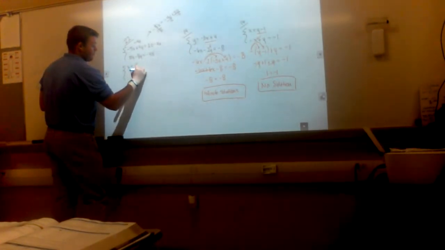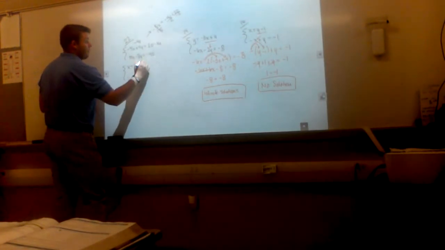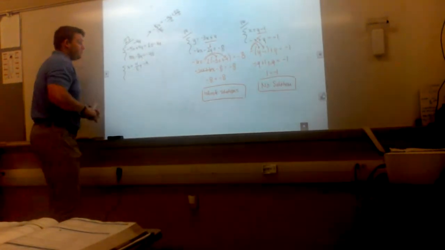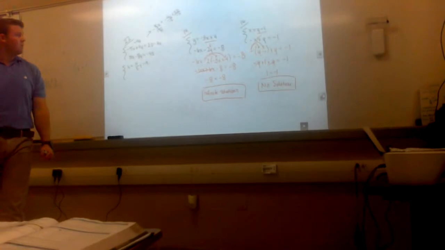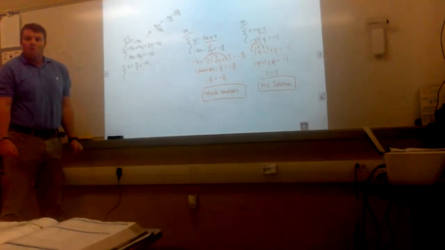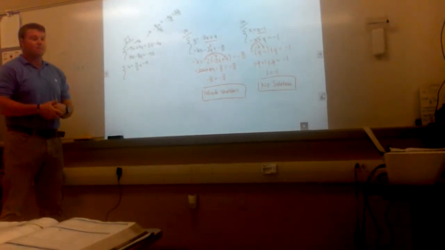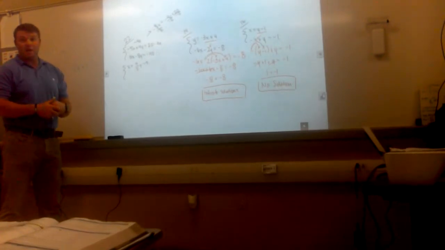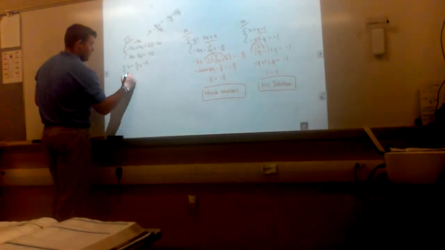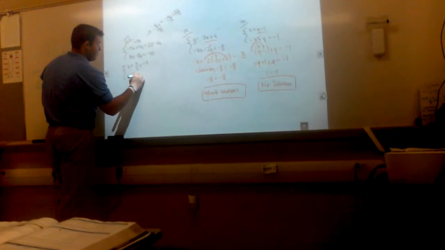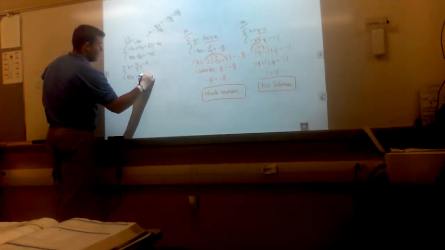Why didn't I move the x over? Because he's going to solve for x. Oh, you're solving for x? That's what I'm solving for, that x. All right, now, the bottom one stays the same. 10x minus 8y equals negative 40.